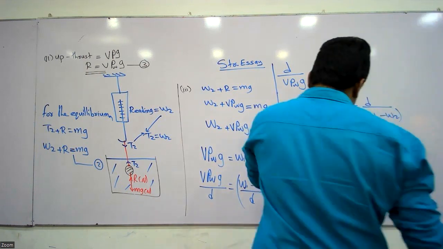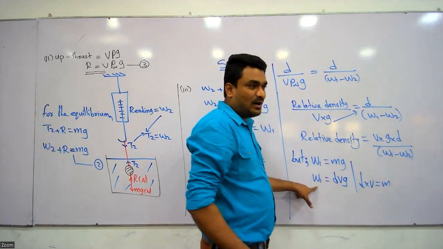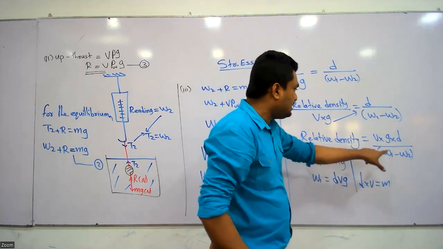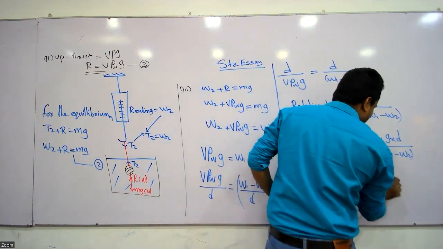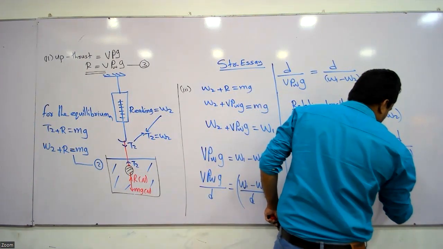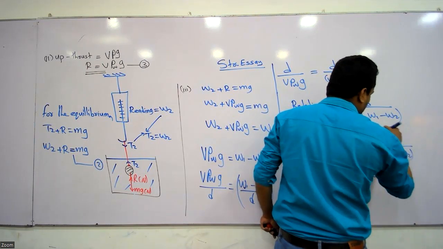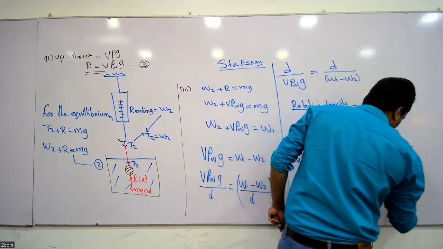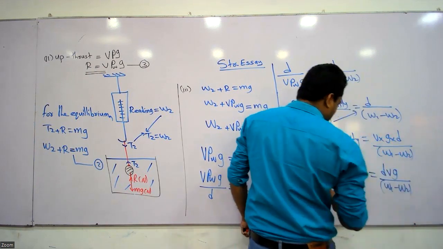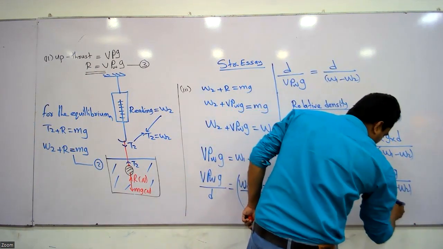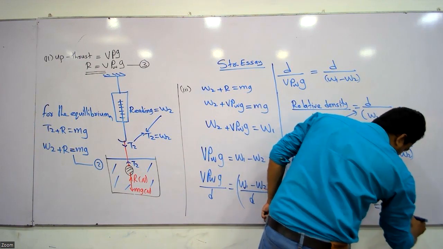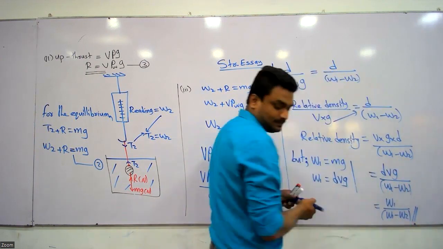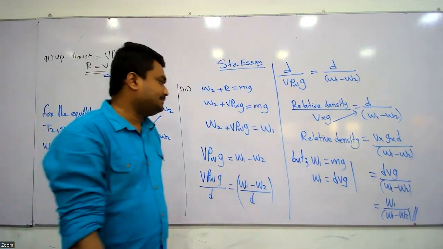You see that? dVg equals W1. Already we have obtained dVg. So this is actually dVg, which is W1. So relative density is W1 divided by W1 minus W2. That's it.